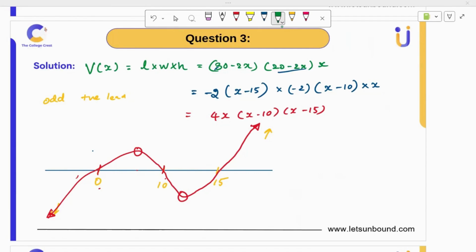So maximizing values, it relies on the interval, the width that maximizes v of x lies on the interval 0, 10. That is our answer, final answer.